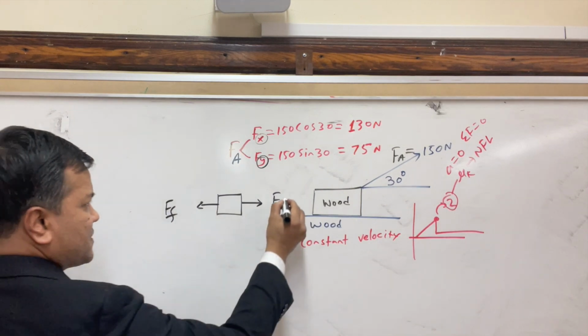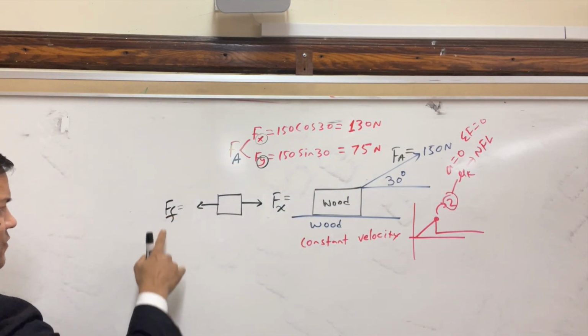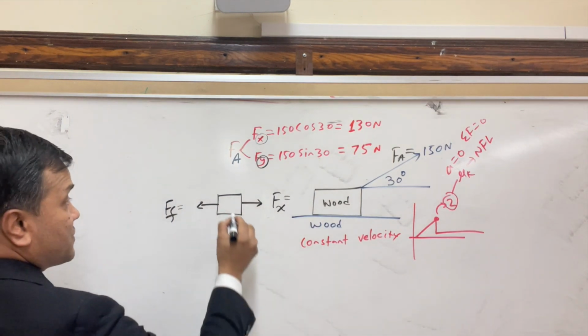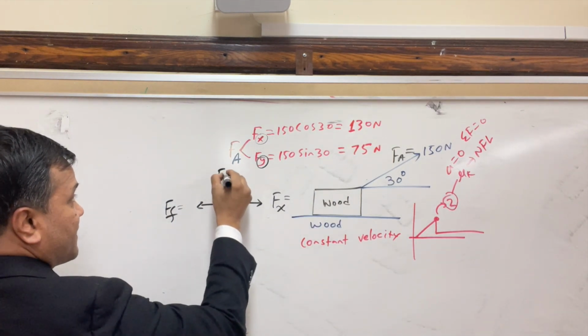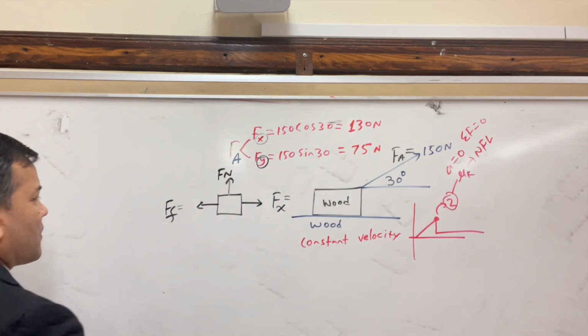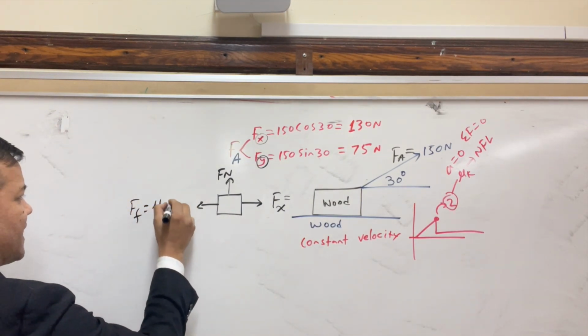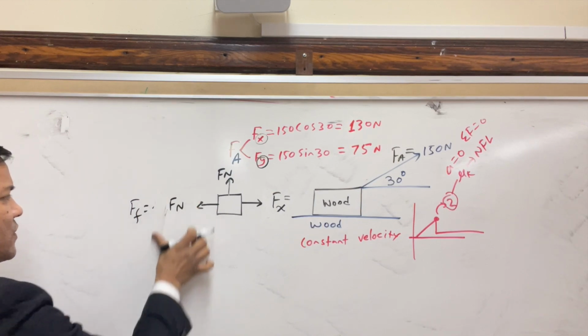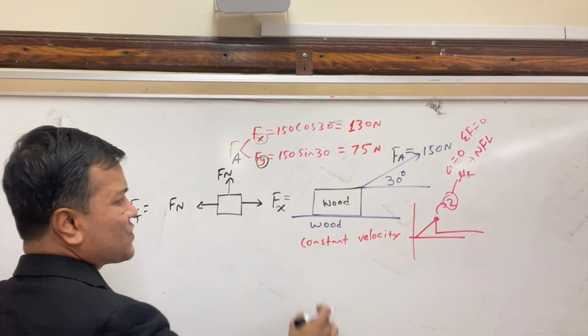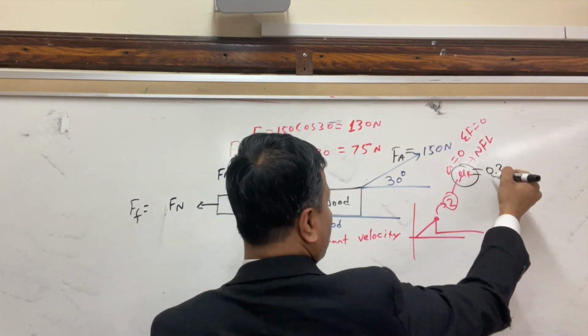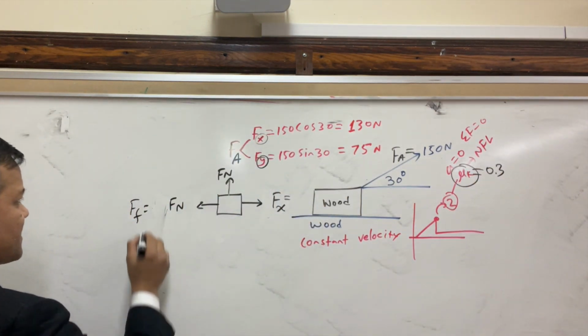So if we know this one, we know this one. Or if we know this one, we know this one. It seems like that's all we need to know to find Fn, and that's our goal. What is Ff? We know Ff is mu k Fn. And mu k, wood on wood, is 0.3. So we're going to update it.